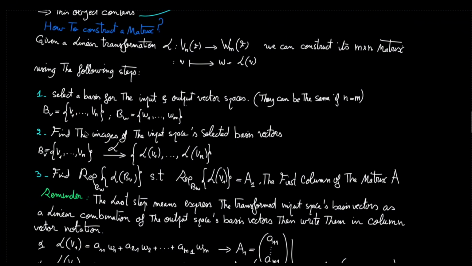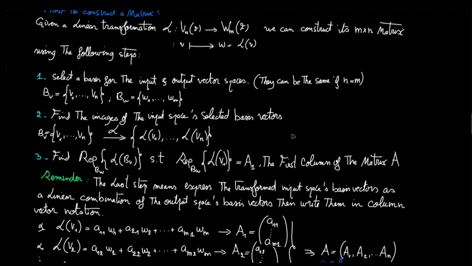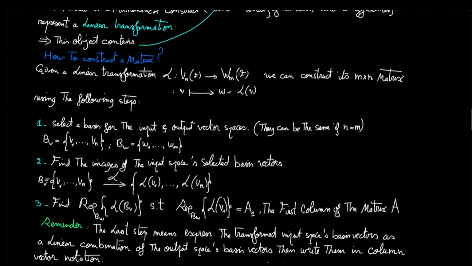The second step is to find the images of the input's selected basis vectors. Basically, take that basis, that set, and transform every single one of those vectors. Very simple. You have to use the definition or that expression of the mapping. Then find the representation of those vectors in terms of the output space as basis. Well, why did we add this third step? Well, because we said these two vector spaces could be different.